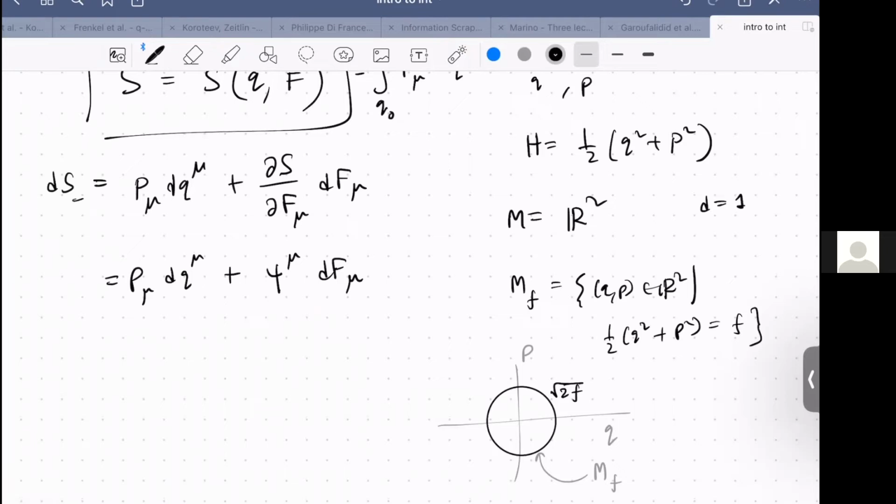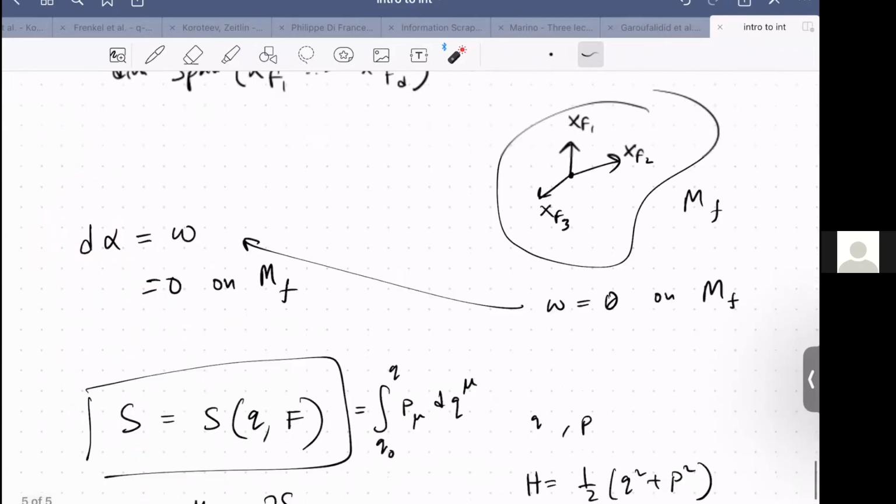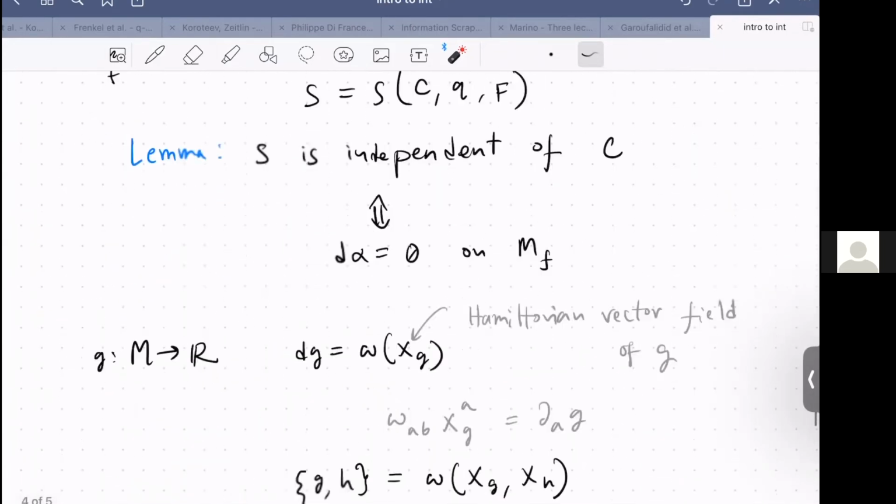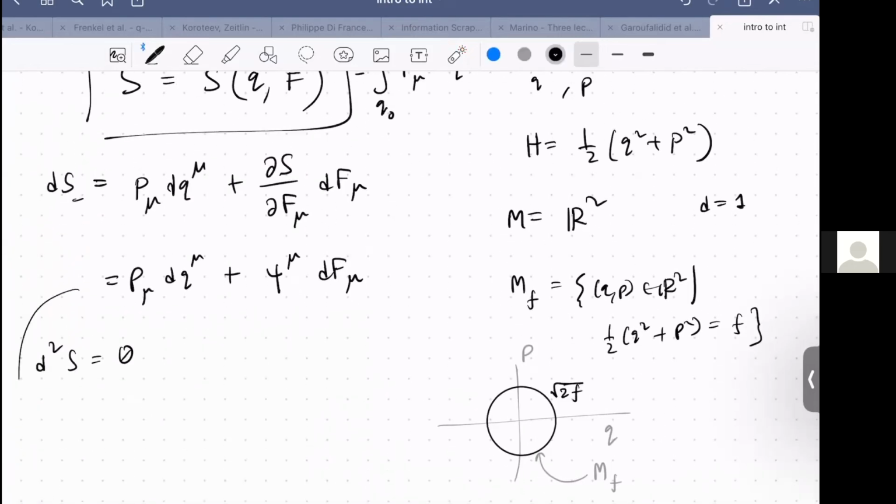Now, whatever S is, if you apply d twice on it, d squared is 0 acting on any function, doesn't matter what the function is. So d squared S is equal to 0. But what do you get by applying d on these objects? So if you apply d here, you get dp dq, right? And dp dq was our symplectic form. So from the first term, you just get omega. And from the second term, you get d psi_mu wedge dF^mu. And this is 0 because of this.